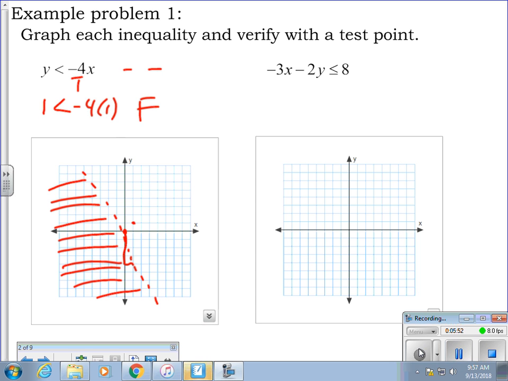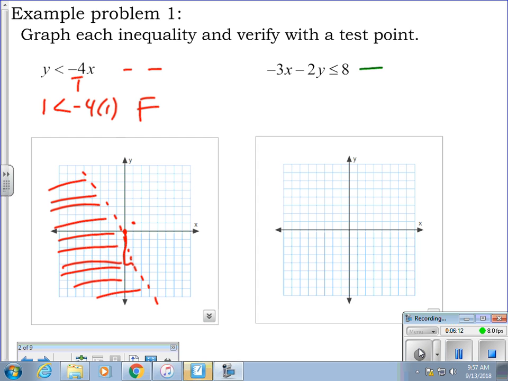Okay. Now, I have to do the same thing here. Is this one going to be a dashed line or a solid line? Solid line, because it's or equal to. Solid. Okay. Now, this is not in mx plus b form. It's in standard form. X, y intercepts.